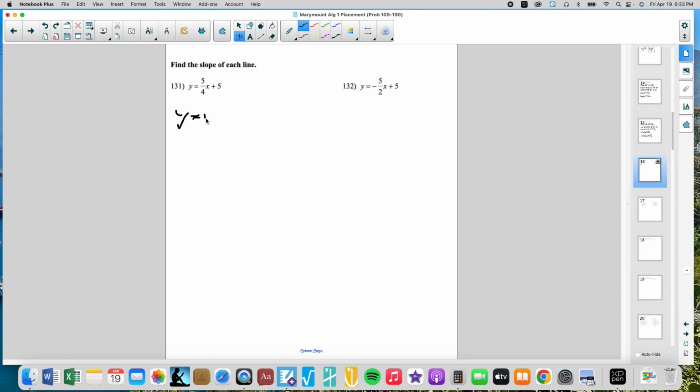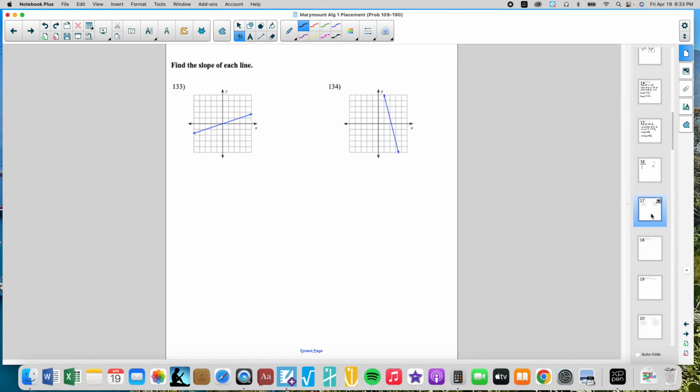Find the slope. This is in y equals mx plus b, m representing the slope. So the slope of this line is 5/4. The slope is going to be the coefficient of x, so the slope is negative 5/2.